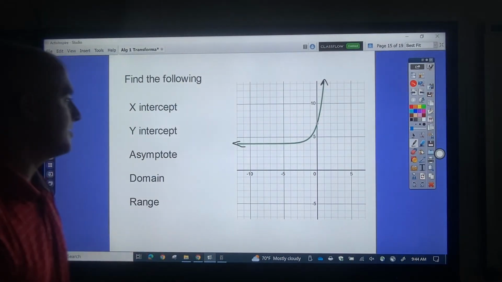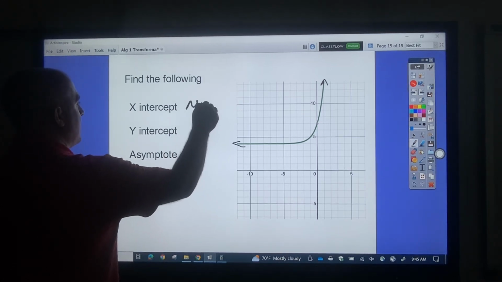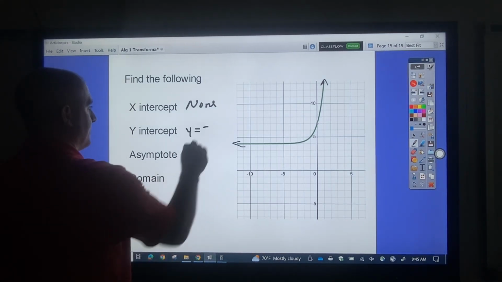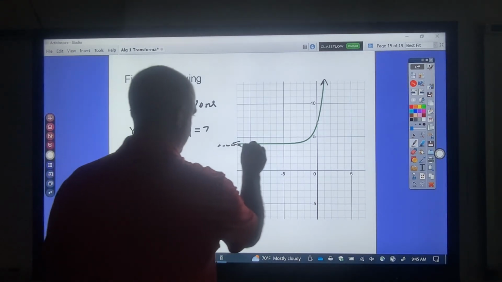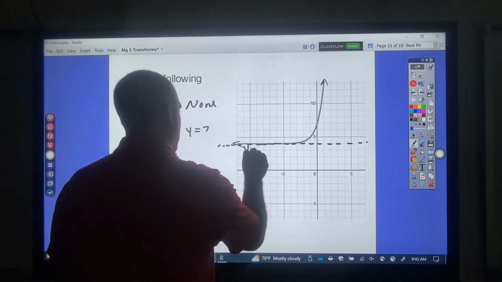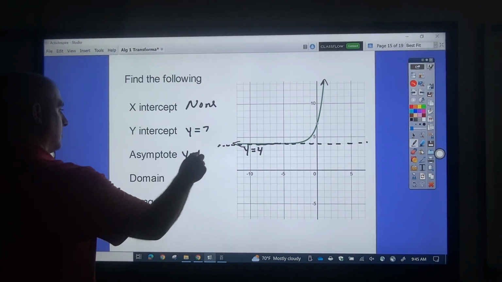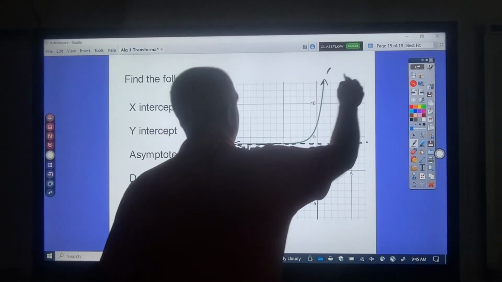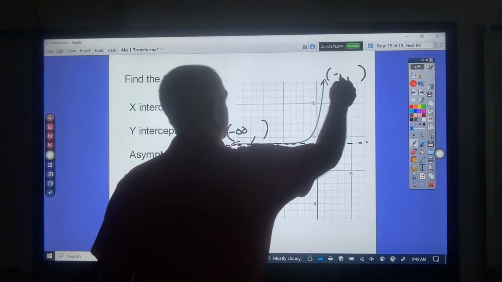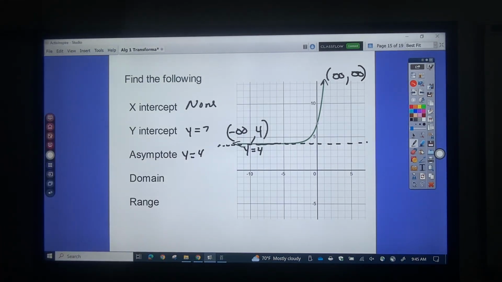Okay? All right, so let's find this. Now, as you notice, does this cross the x-axis? No, so that's none. Crosses the y-axis at 7. Okay? Let's label this. Okay, where is that line? That line's at 4. Okay, so that's my asymptote there. All right? Now, let's label my arrows. Okay, that's a left arrow, that's a right arrow. This arrow is going up. This arrow is approaching 4.